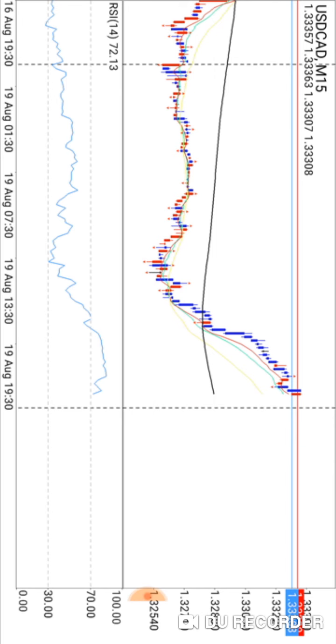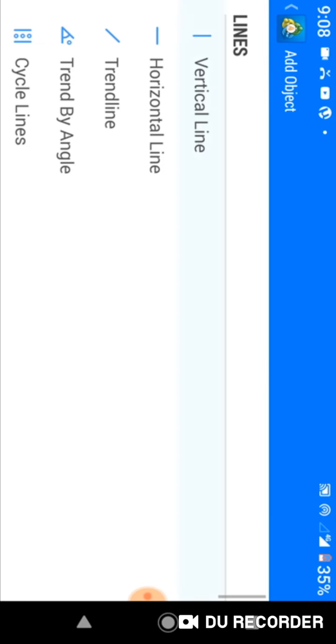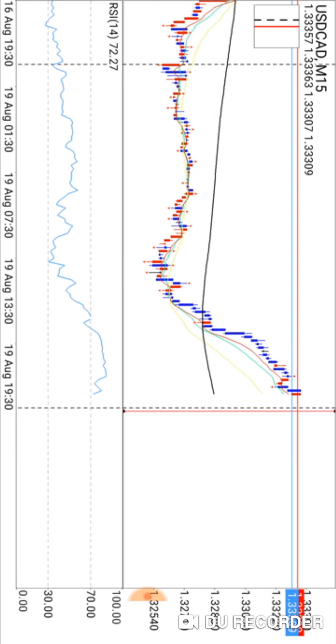So whenever the fractals appear, let me explain something here. If you see this up one, don't buy. You wait for the down one. This up fractal is a selling signal, but from our analysis the market is buying, so you don't enter. What you do, you wait for the down one to appear. Look at the up one here, then the down one.